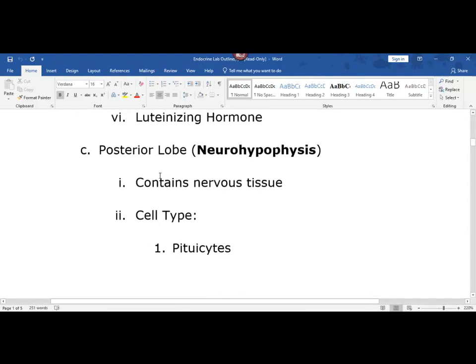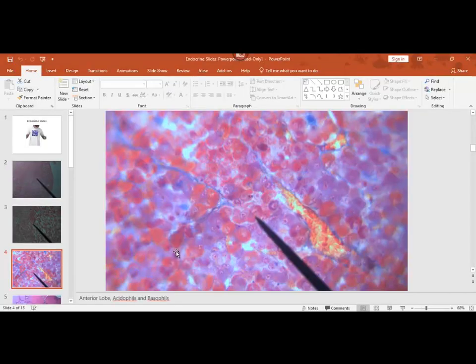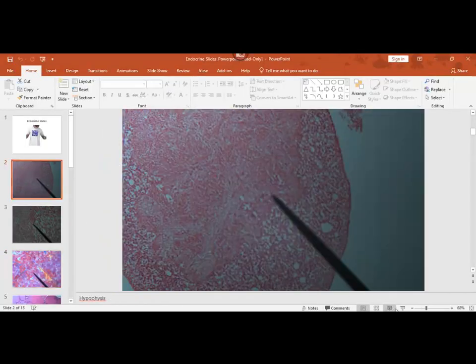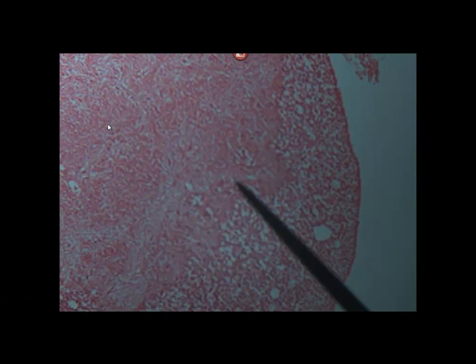The posterior lobe is also called the neural hypophysis. Like I said, it's made of neural tissue. It actually is connected to the hypothalamus where the hormones are produced, and then they are released from the posterior lobe. And there is a cell type, they're called pituocytes. So going back to this, this is the posterior lobe. Those little dots are nuclei of the pituocytes.